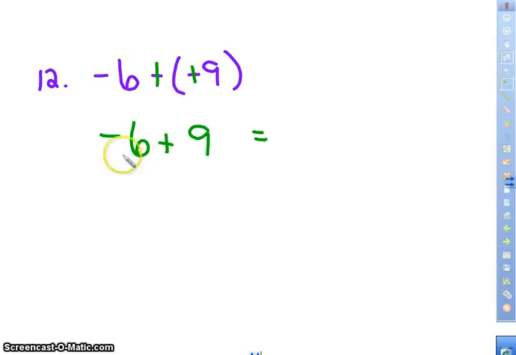Now same rules as last time. I have a negative and a positive, so I'm going to subtract. 9 minus 6 is 3. The number furthest from 0 is the 9, so it's going to be a positive 3.